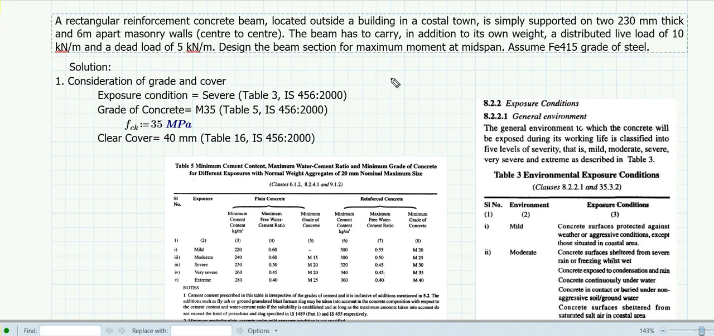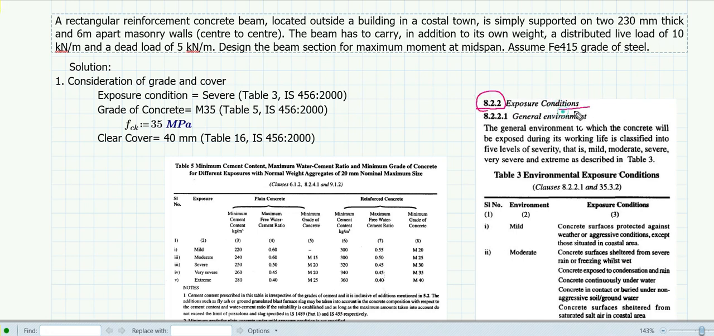Now, as the grade of concrete is not given, we have to assume it. How do we assume the grade of concrete, whether to take M20 or M30 or M35? To consider this, we have certain clauses. Let's look into these clauses. The first important clause is clause 8.2.2.